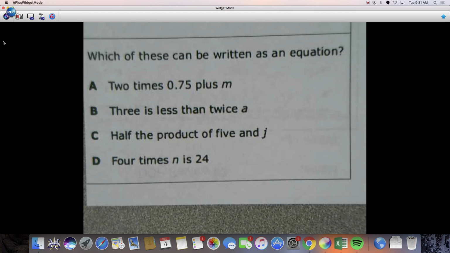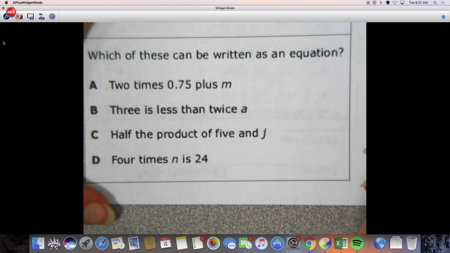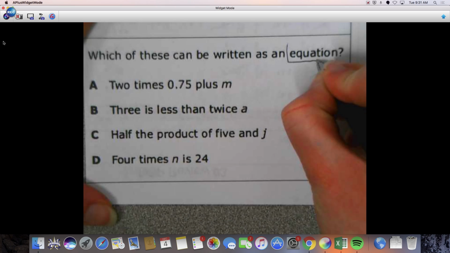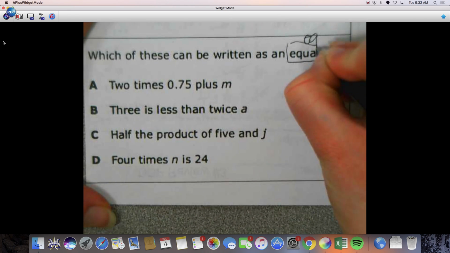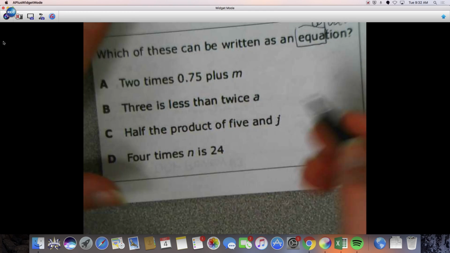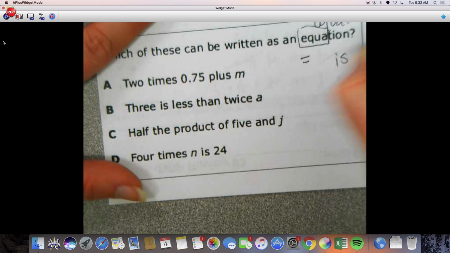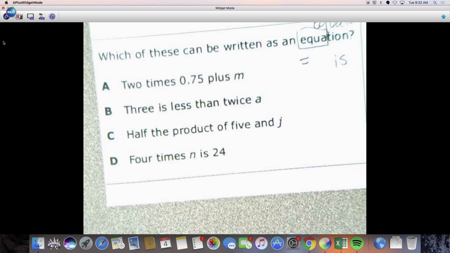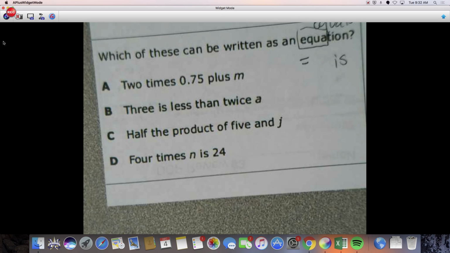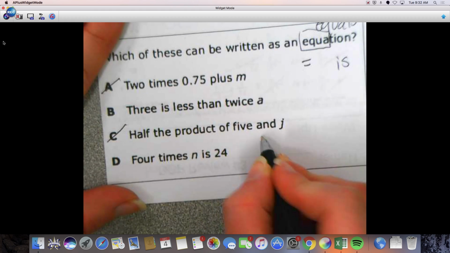This one's easy. Which of these can be written as an equation? What's the root word of the word equation? Equal. Equals. So, now what some of you are saying, I have to find a problem that either has the word equals or what's the synonym for equals? Is. Okay? Just by looking, which two can I cross off that don't give me the word is or equals? A and C, they don't have the words equals or is.